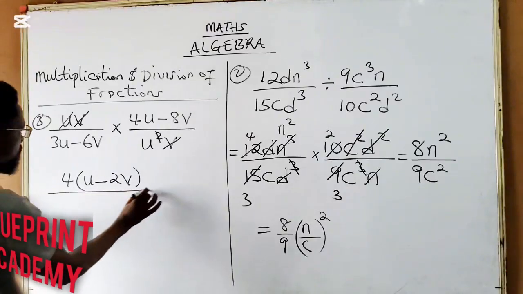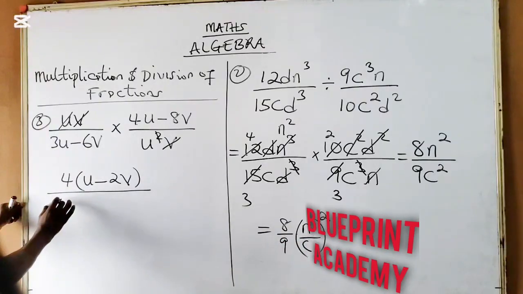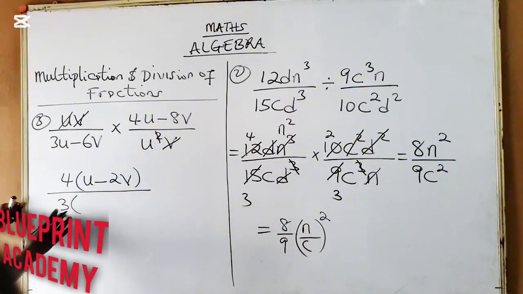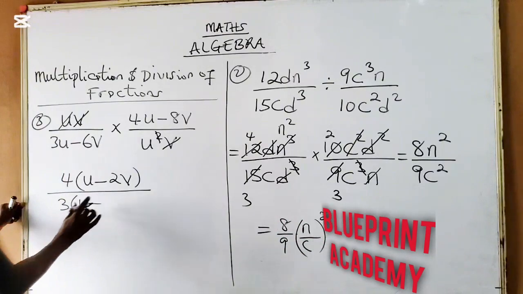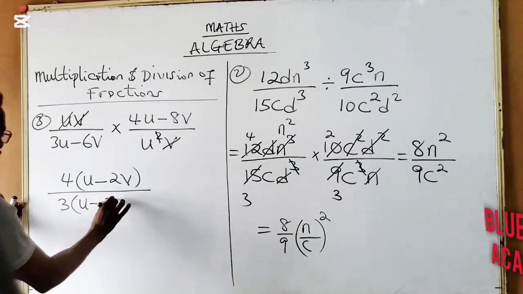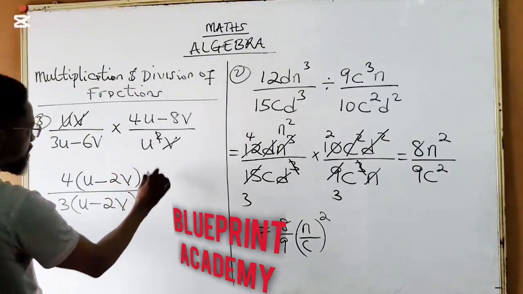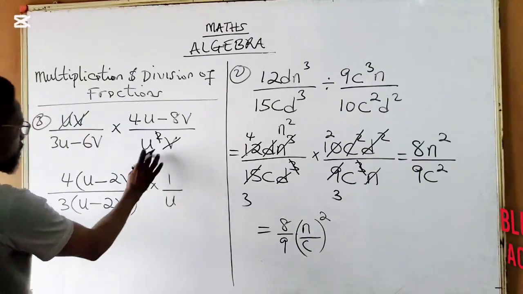Okay, that's a little left in the numerator. Then this one, the common factor here is 3. We have 3 into 3u divided by 3 will give us u. Then 6v divided by 3, that will give us 2, so we have 2v. And of course times 1 over u. This u is left.